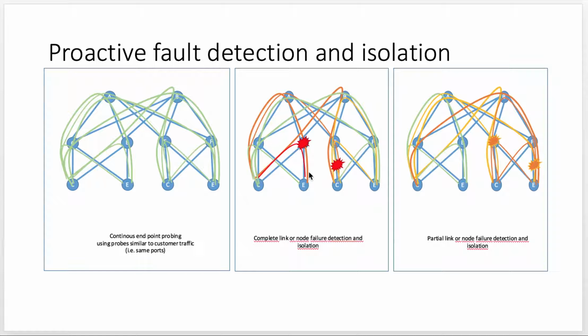This shows a typical data center network in which we can use UDP probe with in-band OAM to detect faults and isolate them. So using UDP probe, we can detect complete node or link failures, or partial losses using the sequence number within in-band OAM.